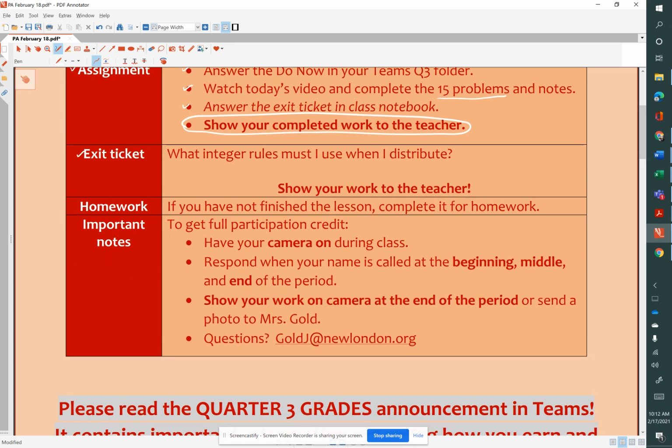Our exit ticket will ask, what integer rules must I use when I distribute? Again, reminding you the most important thing, show your work to the teacher. If you have not finished, let's get that done for homework. We want to go through each lesson so that we are ready to go on to that next lesson in math class.